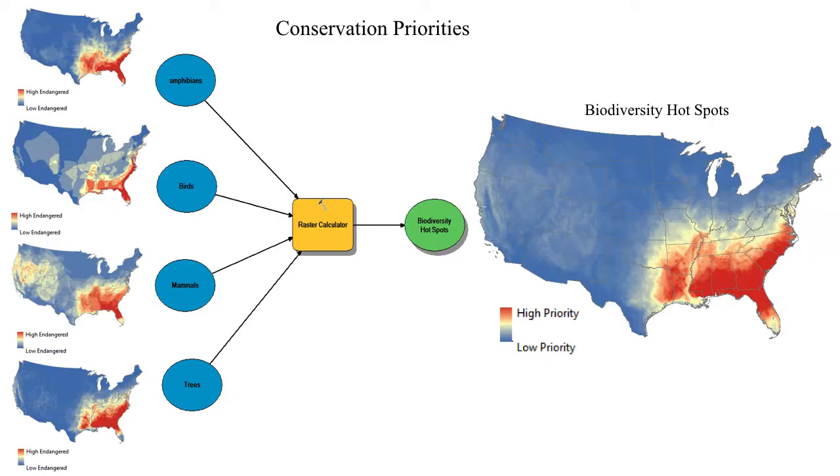This slide displays some of the maps I created using GIS. The map on the left-hand side shows endangered areas for amphibians, birds, mammals, and trees. Many of the species that are endangered are in the southeast region. The middle section shows a raster calculator used to create the map on the right. This map shows biodiversity hotspots. As it is shown, the high priority areas are in the southeast region.